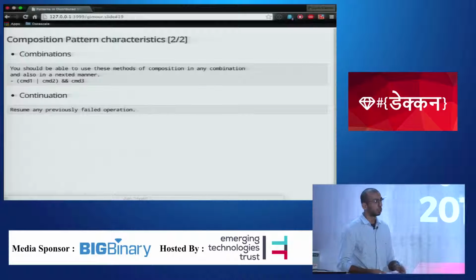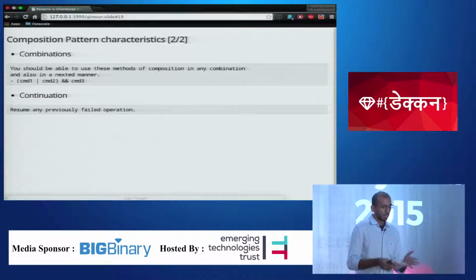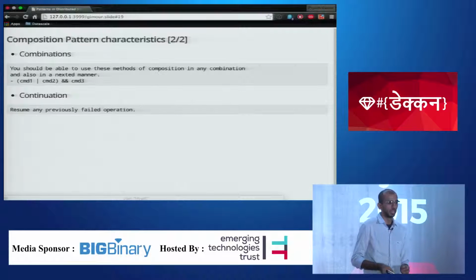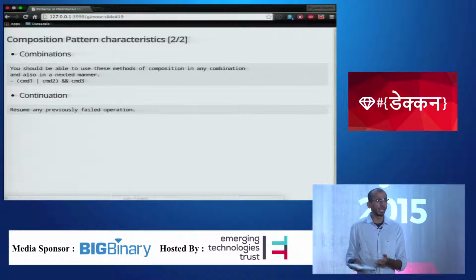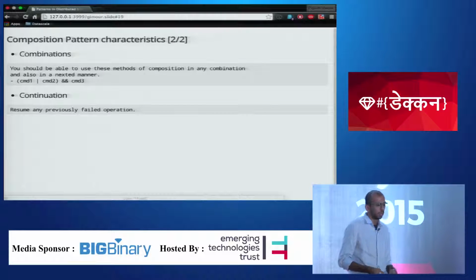Combinations, you could take any of the previous continuations that we discussed, and you could make any combination of it. So you could have a batch, you could have an and, or you could have a composition, and you could think of it like Lego. You can just make anything with it that you want to. Continuation.